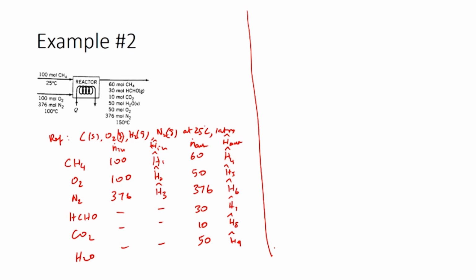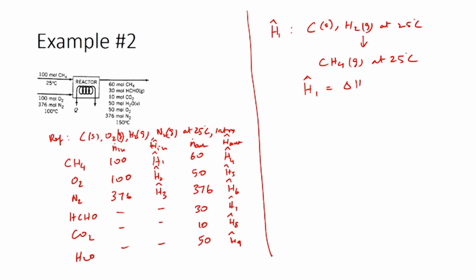Let us start with the calculations. So, you have the H1 cap. The H1 cap is a process where you have carbon solid and hydrogen gas at 25 degrees Celsius forming methane gas at 25 degrees Celsius. So, this is nothing but the formation reaction. So, your H1 cap would be equal to the standard heat of formation for methane, which using the tables you would be able to identify as minus 74.85 kilojoules per mole.